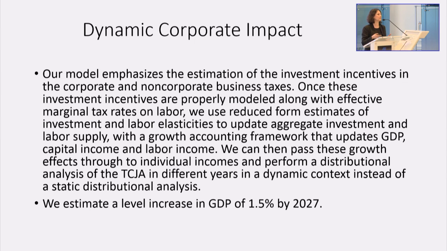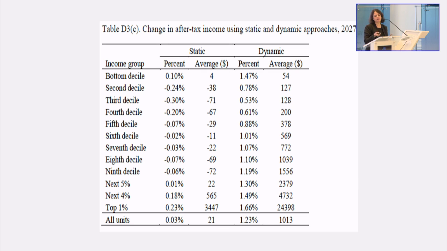We also model a dynamic corporate impact. So we say, well, if you have a rate cut, what's the impact in the long run on GDP growth? How do we translate that to households, down to individual households? What does the impact look like for people at different income deciles? And so we model both a static corporate impact as well as a dynamic corporate impact.